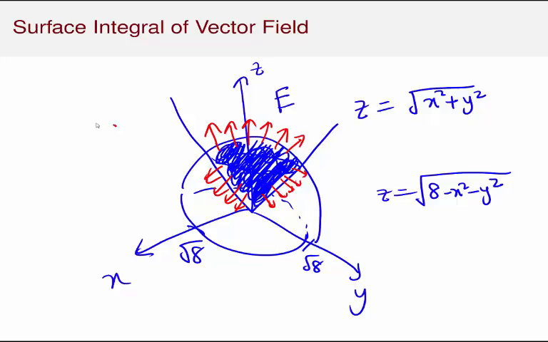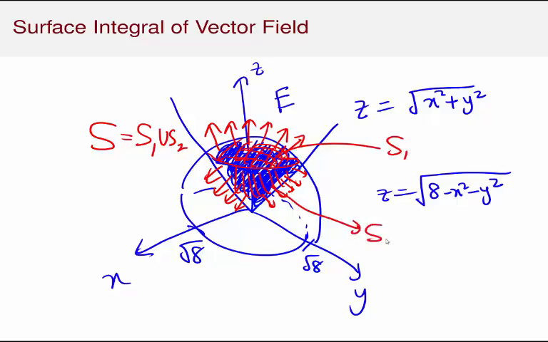Right, notice that the surface S consists of two parts. One that comes from the upper hemisphere, bounding the region from the top, and the other part of the surface S comes from the cone, which bounds the region from below. So we can partition S into two surfaces, S1 and S2, where S1 is that part of the surface at the top and S2 is that part of the surface at the bottom.